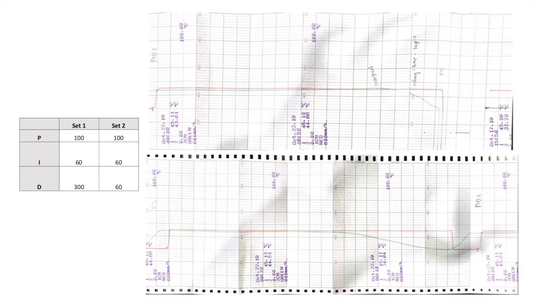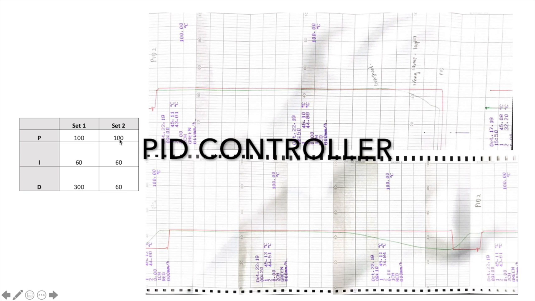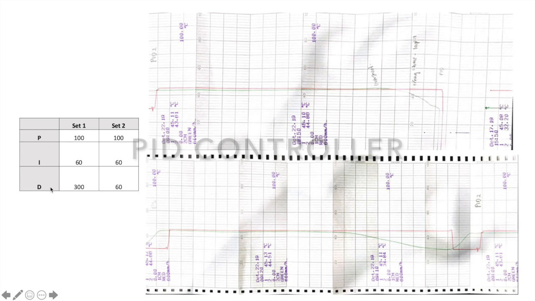So for the next experiment, we will be using the PID controller. When we are using the PID controller, we will have values of P, I and D, but for this experiment, we want to see which value of derivative is better. The D value for set 1 is higher than set 2. We can see here that the time taken for the PV to reach the set point of 45 degrees Celsius in set 1 is shorter than in set 2. So for derivative, it is better to have a higher D value compared to a lower D value.